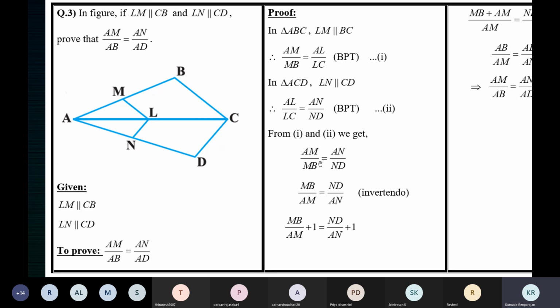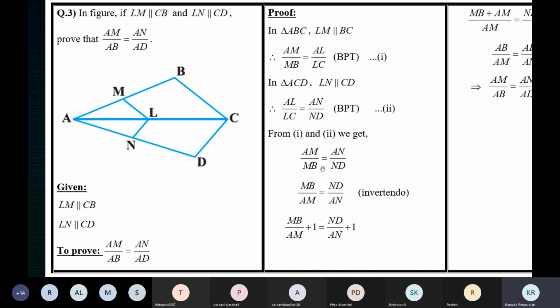Now once you get this, you're happy that you have proved the result. But when you check what you have and what is to be proved, there's a slight difference. We have AM by MB and AN by ND, but the denominators we have are AM and AN, whereas here we have AB and AD, the full sides.